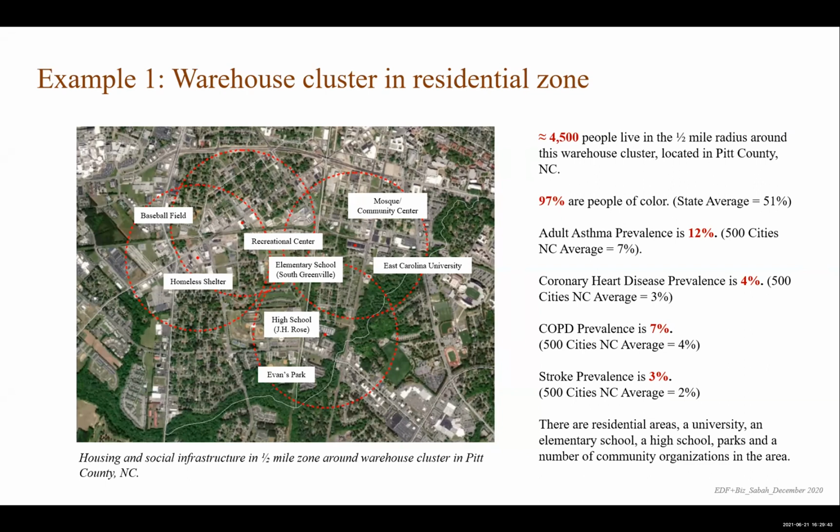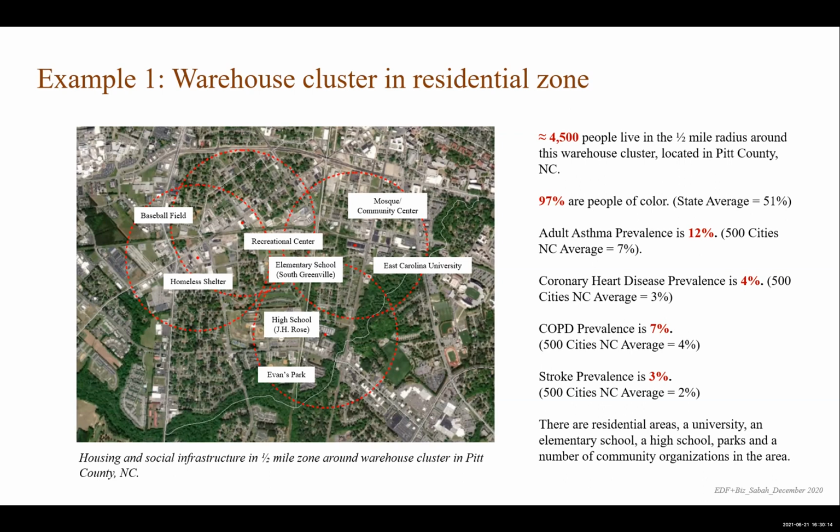So again, truck-attracting businesses, impacts of emissions from tailpipes as well as noise pollution, congestion, you name it, and how that has an impact on the communities that live within or near these warehouses. Those who are familiar with ArcGIS, we did a half-mile radius, or half-mile buffer, around the facilities. This is a quick example in North Carolina where we saw 4,500 people live within a half-mile radius of a warehouse cluster. 97% were people of color.